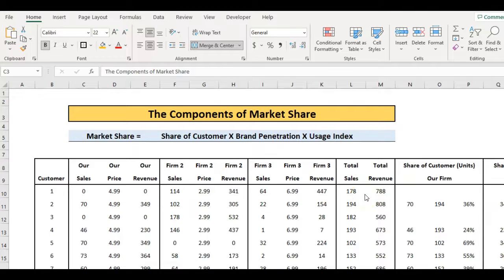In this video I'm going to show you how you break out the components of market share. Market share is actually made up of three components. As you can see, I've got listed there share of customer times brand penetration times usage index. Those three individual metrics multiplied together will give us market share. So I'm going to work through how we do that.